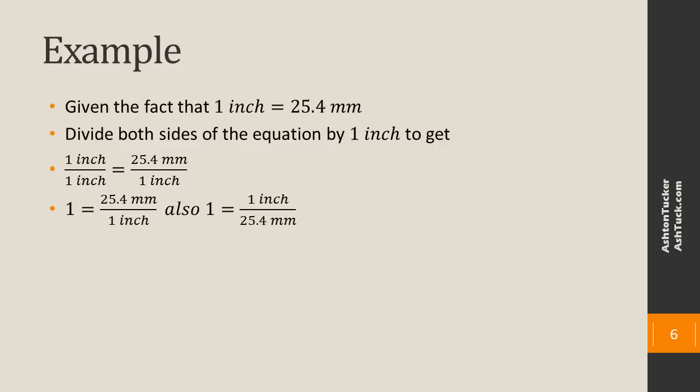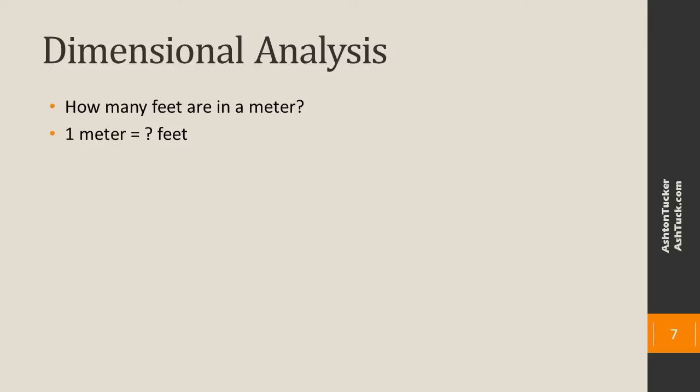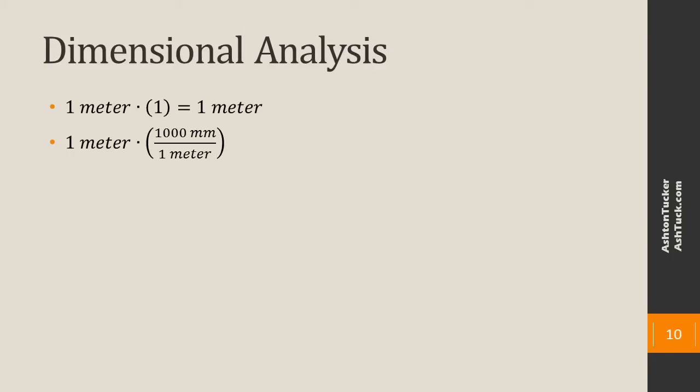So how can we use this new trick? Let's see an example. How many feet are in a meter? Or in mathematical form, 1 meter equals how many feet? Well, let's start with what we know. We know that 1 inch equals 25.4 millimeters. And we also know that 1 meter is equal to 1,000 millimeters. We know that 1 meter multiplied by 1 is still equal to 1 meter. So if we change the form of the number 1 to 1,000 millimeters divided by 1 meter, we really haven't changed anything since we're just multiplying by 1, right?